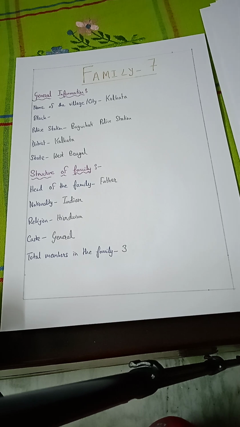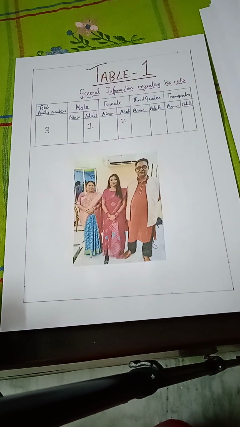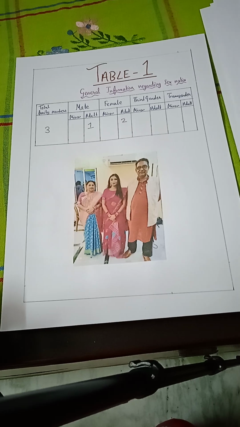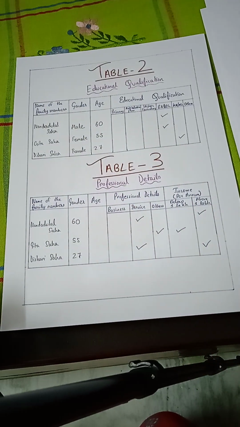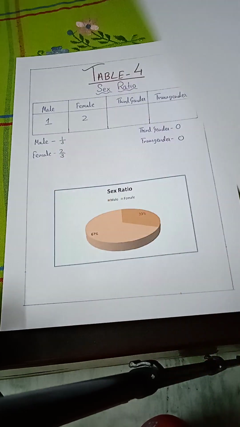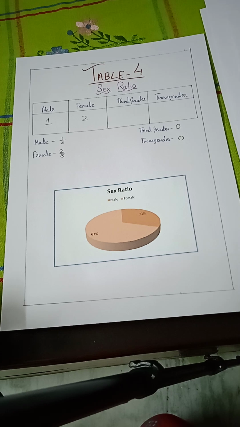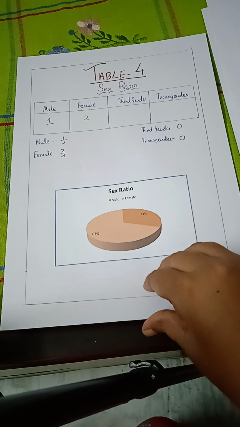Family 7, first page will be again the same, general information and structure of the family. Same not in information, same in the sense of the structure. Table 1, again the general information regarding the sex ratio. Table 2, the educational qualification, and table 3, professional details. Table 4, as usual, the sex ratio part and the graph.